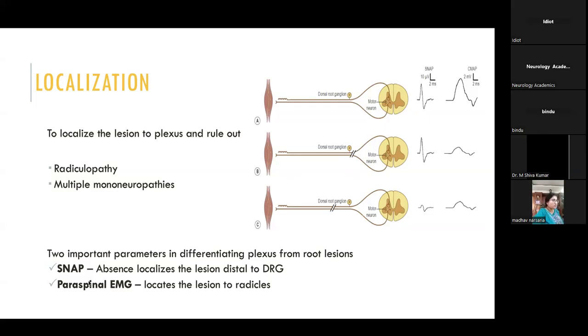Here we can see a normal intact nerve without any pathology, where SNAPs and CMAPs can be seen. Here the lesion is distal to the DRG, where the SNAPs are preserved. Here is the scenario proximal to the DRG, where SNAPs are preserved. And here is the scenario like plexopathy, where the DRG is disconnected, so the SNAPs are lost, and CMAPs are also reduced, because motor fibers are involved.